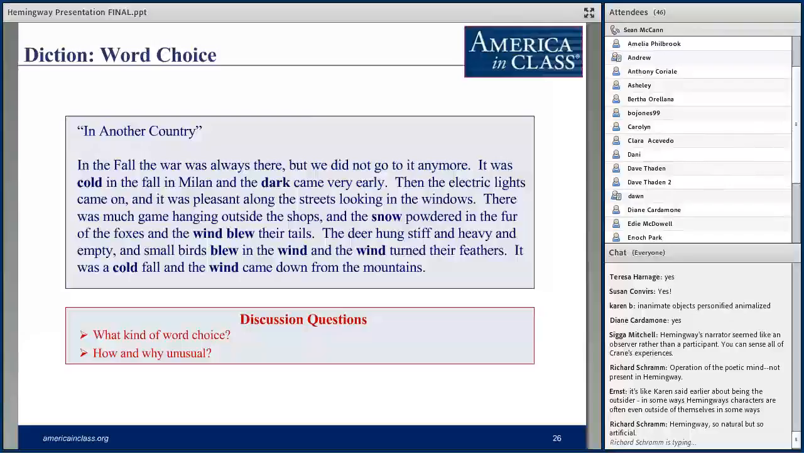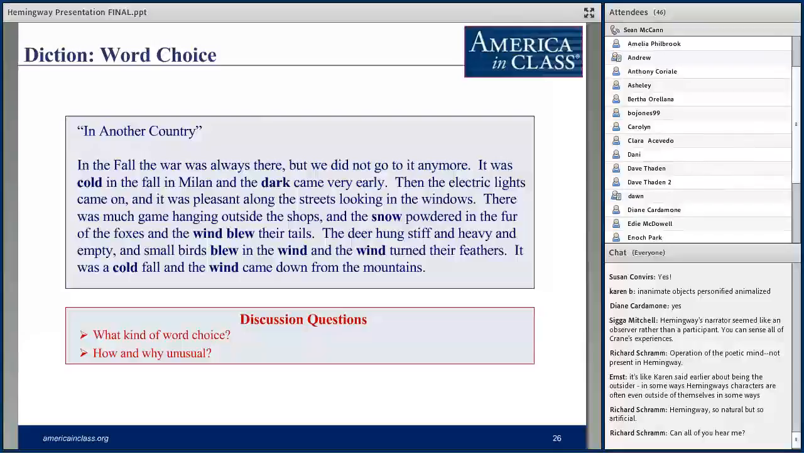In the fall, the war was always there, but we did not go to it anymore. It was cold in the fall in Milan, and the dark came very early. Then the electric lights came on, and it was pleasant along the streets looking in the windows. There was much game hanging outside the shops, and the snow pattered in the fur of the foxes, and the wind blew their tails, etc. Thoughts about word choice here?